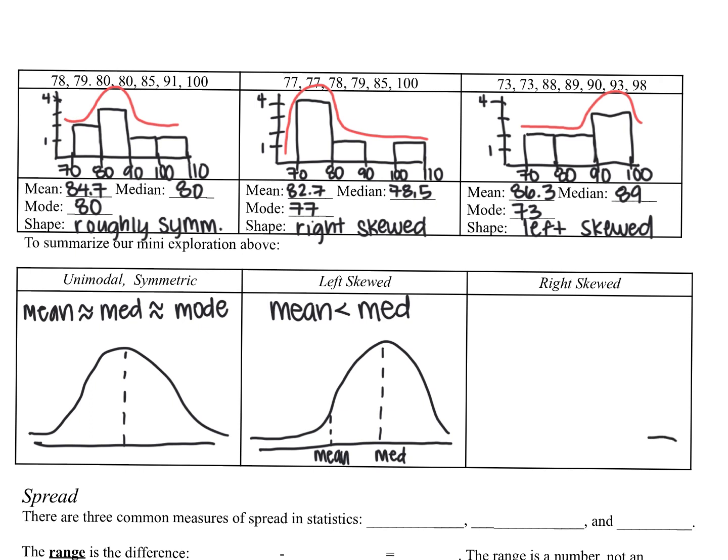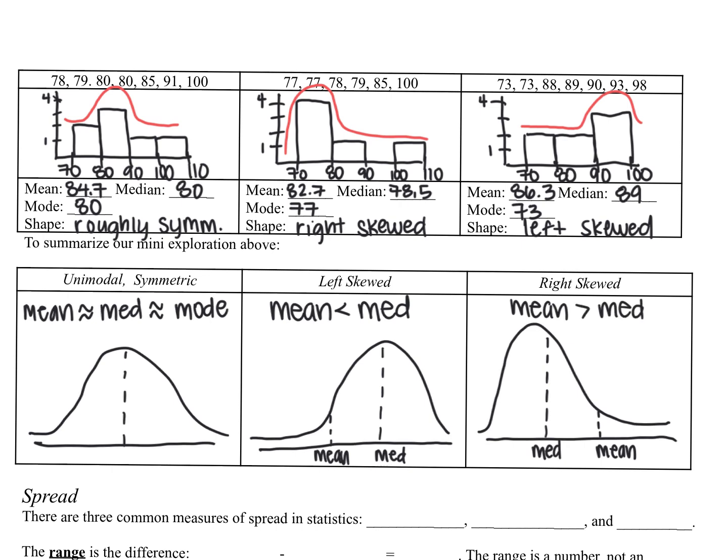And then lastly, we have right skewed. So again, our median is going to fall closer to where the hump is, but our mean is going to follow those few extreme values. So in this case, our mean is going to be greater than our median. So that's what happened in our second example.